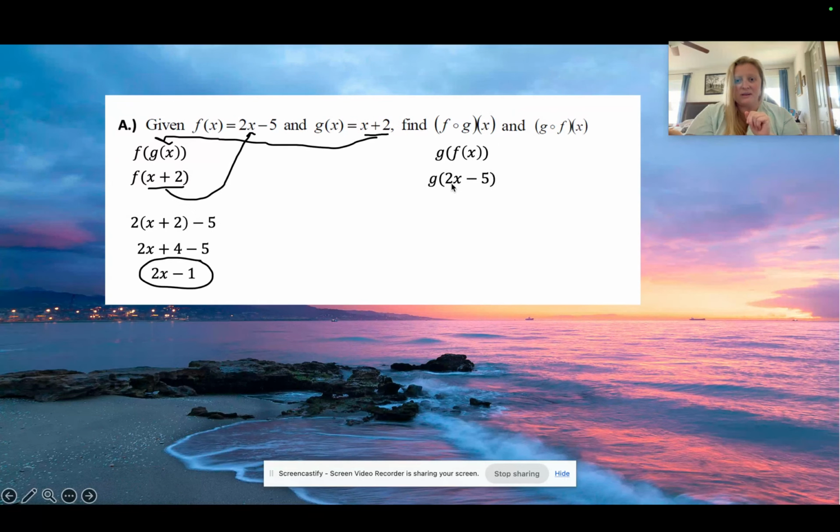So I'm focusing on this F of X, and I'm simply going to replace that with the F of X formula, which is 2x minus 5. Then I'm going to take this 2x minus 5 and put it into the G formula in X's spot. So instead of writing X plus 2, I'm going to use 2x minus 5 plus 2. And then I'm going to simplify it. So my answer would be 2x minus 3.